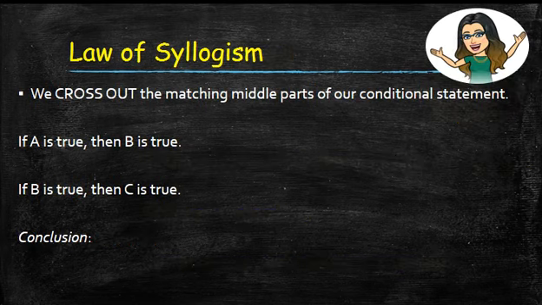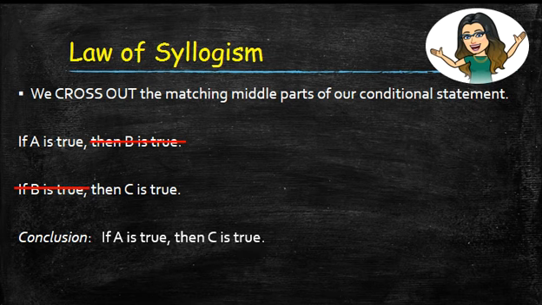Next is the law of syllogism. Syllogism sounds like a fancy word, but it's really not complicated. Basically, we have two if-then statements, and the middle parts match. That means we can cross it out, and our conclusion is what is left.